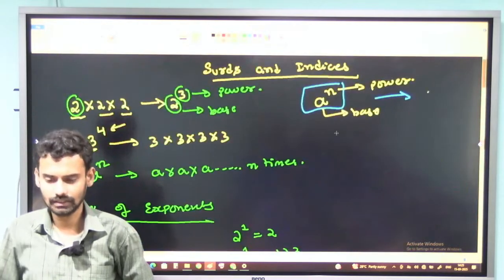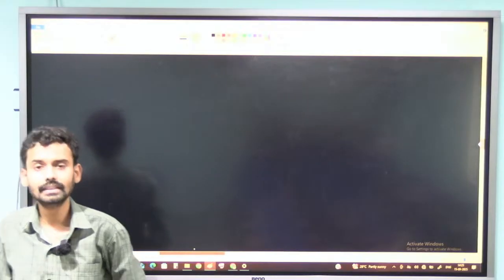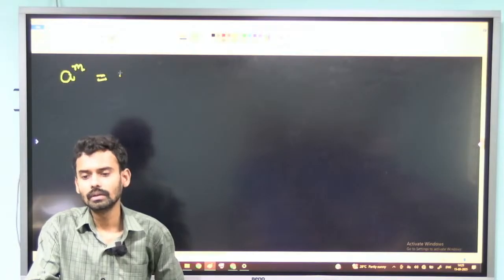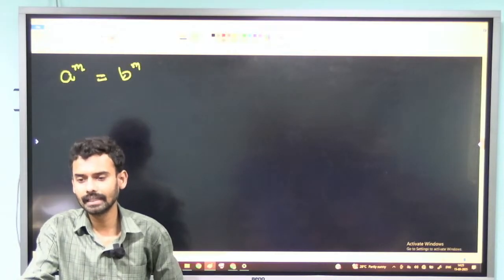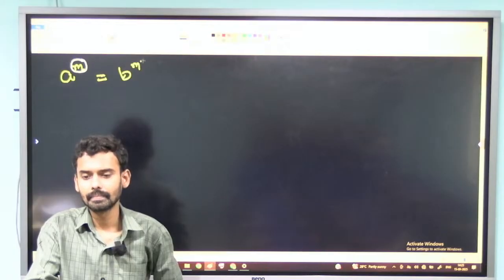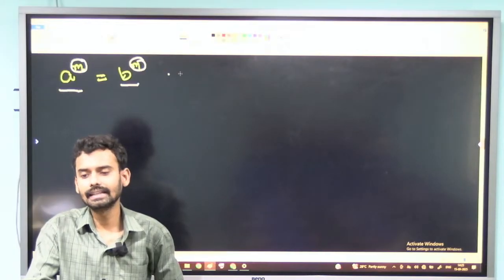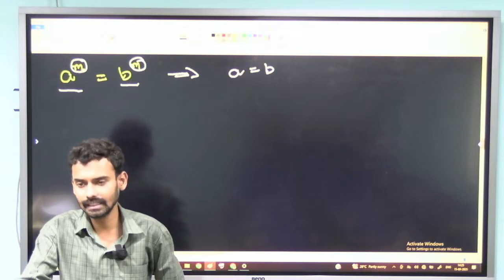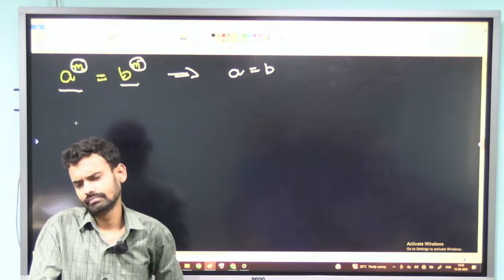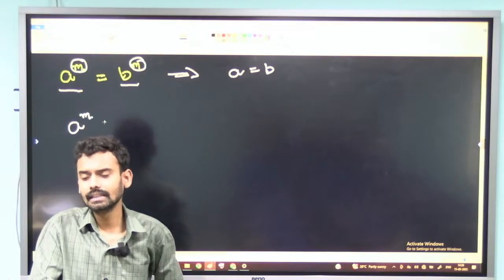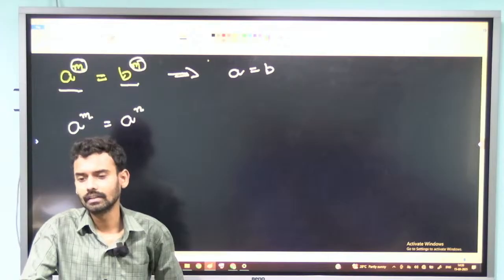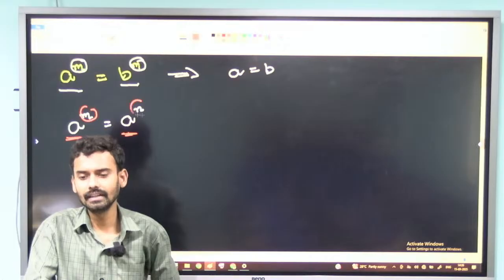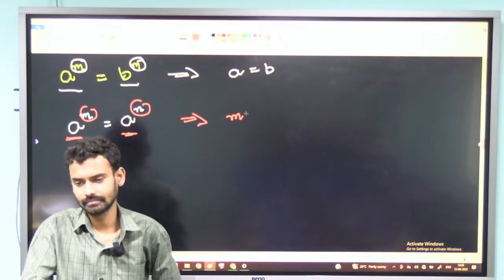Then we can go to the next rule. The next rule is like this. If I have a to the power of m is equal to b to the power of m, here the powers are same, but the bases are different. Then I can directly equate the bases, that is a is equal to b. Similarly, if I have a to the power of m is equal to a to the power of n, now it is the reverse. Here the bases are same, but the powers are different. Here I can equate the powers.